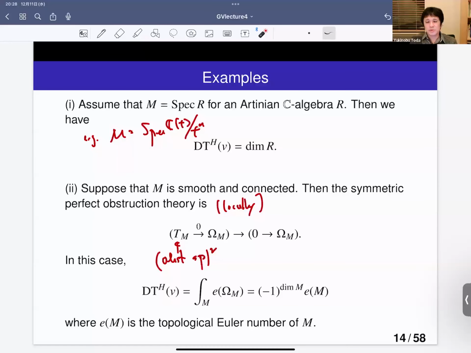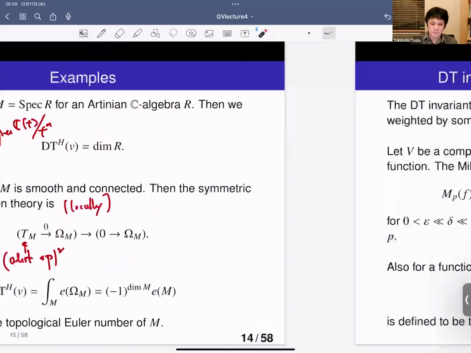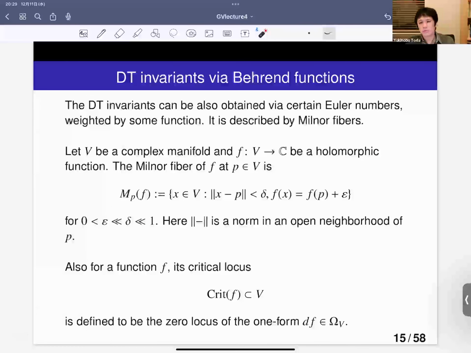So in this way, we have some close relationship between the Donaldson-Thomas invariant and the usual Euler characteristic of the moduli space. In fact, we can give a more precise relationship between the Donaldson-Thomas invariant and the Euler characteristic using the so-called Behrend function. The DT invariant can also be obtained by certain Euler numbers, but weighted by some function. So it is described by Milnor fibers.